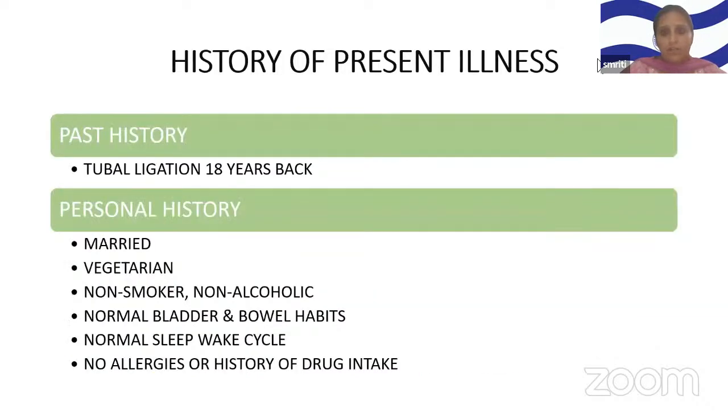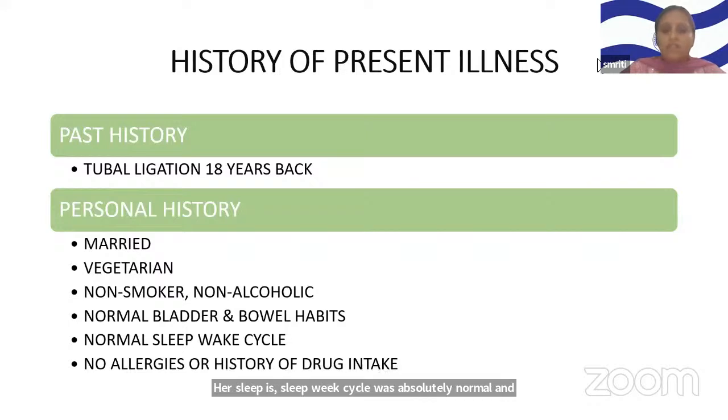or hyperthyroidism. In the past, she gave a history of tubal ligation, which was done 18 years back in some camp. In her personal history, she was married, vegetarian, non-smoker, non-alcoholic, with normal bladder and bowel habits. Her sleep-wake cycle was absolutely normal, and she didn't give any history of allergy or drug intake.